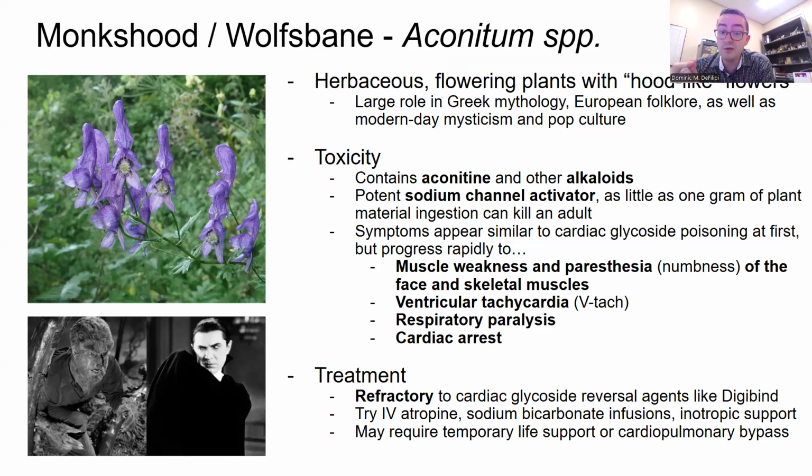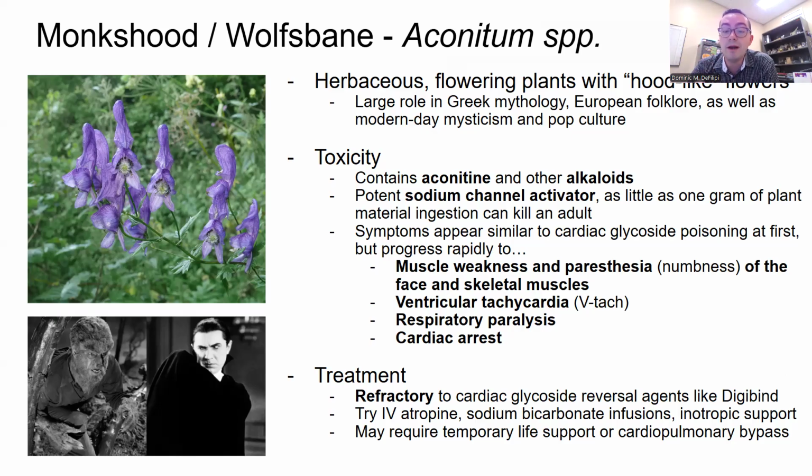The treatment is also refractory to cardiac glycoside reversal agents like Digibind. So you cannot count on Digibind saving a patient who has been poisoned with monkshood or wolfsbane in the same way that it would save a patient who had digoxin or oleandrin poisoning. You can try IV atropine. There are some case studies where that was useful, as well as sodium bicarbonate infusions and inotropic supports.